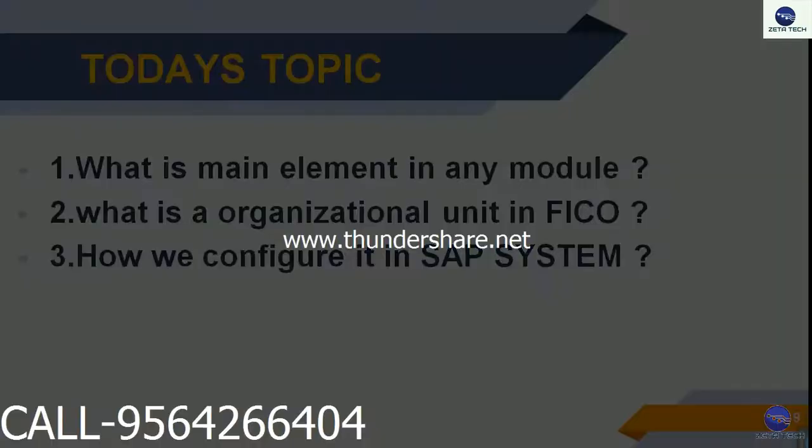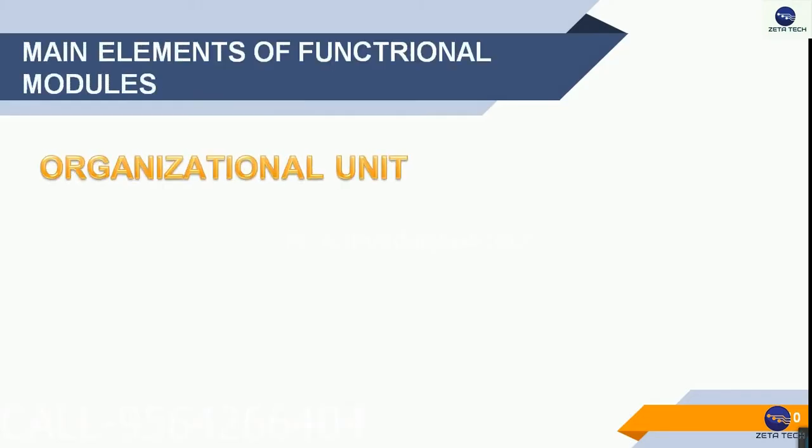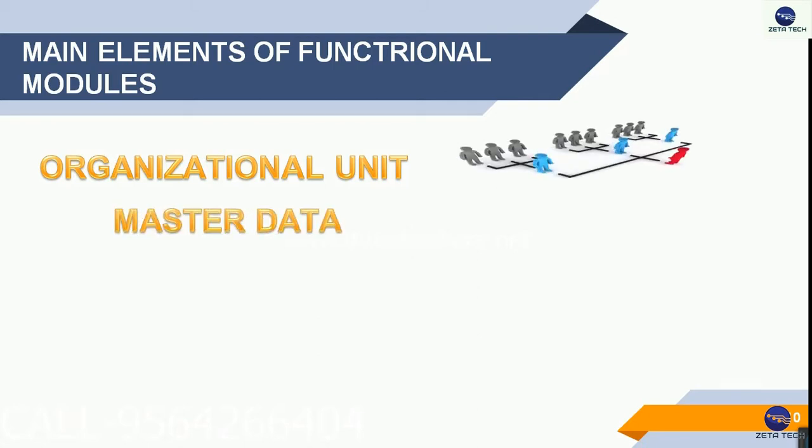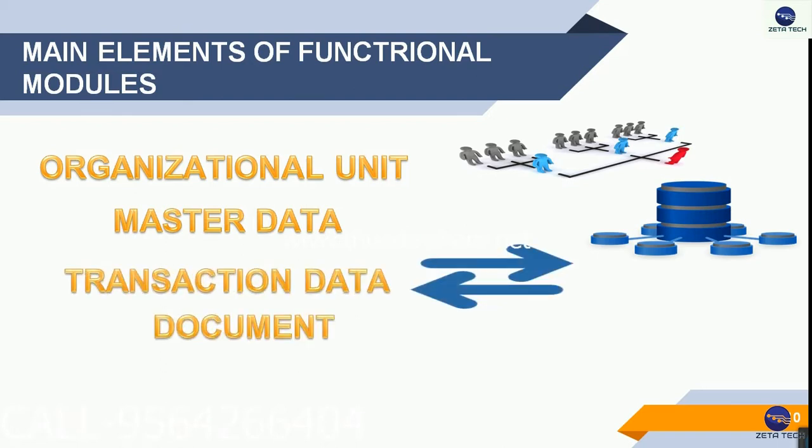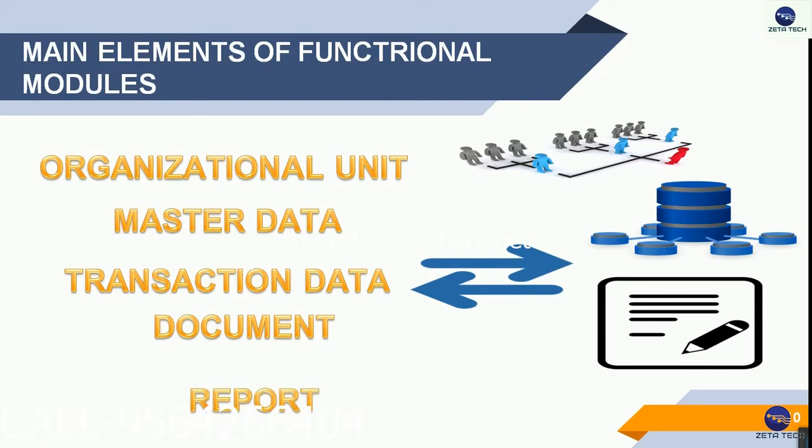So what are the main elements? First of all, organizational units, next master data, next transaction data, next documents, and next reports. So these 5 elements are the pillars of any type of SAP module.